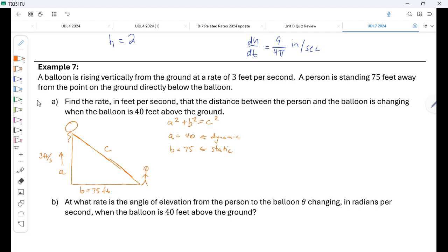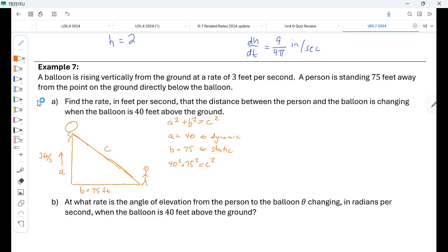Can we figure that C squared out? Yeah, right at that moment in time, we could figure out how far the person is from the balloon. So we'd have to use the Pythagorean theorem for that. So we end up with 40 squared plus 75 squared is our C squared. As soon as calculations get calculation-y in these, feel free to use your calculators. I don't know what 75 squared is off the top of my head, although it is 625 times 9, which I probably could figure out.